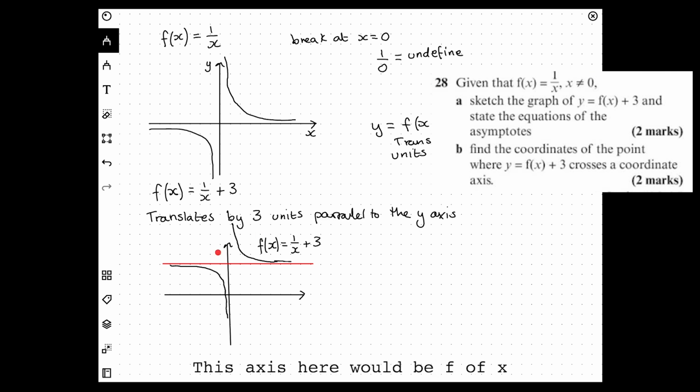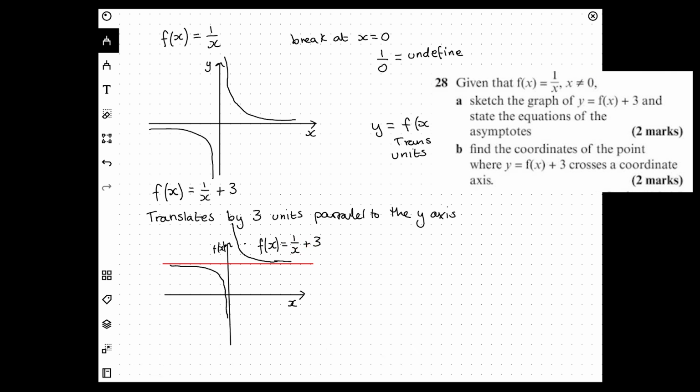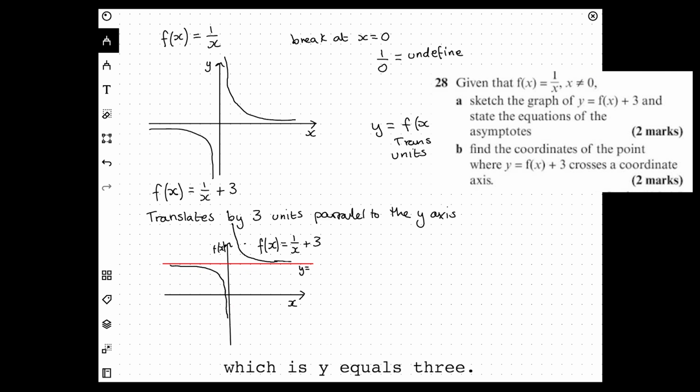So here, this axis would be f of x, if we were using this terminology, and this would be x, or we could call this y, because we have y equals 1 over x plus 3. Okay, so what are our equations of the asymptotes? Well, we've got one equation here, which is this line, y equals 3, and we've got one asymptote here, which is the line x equals 0. So our asymptotes are y equals 3 and x equals 0.